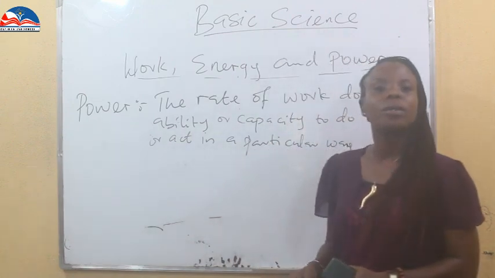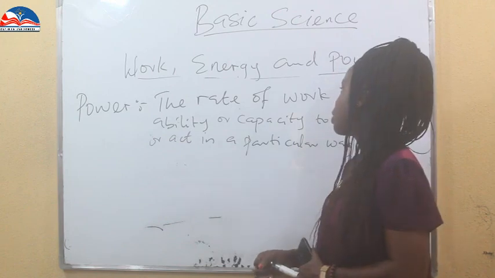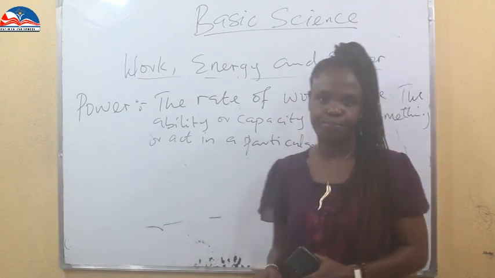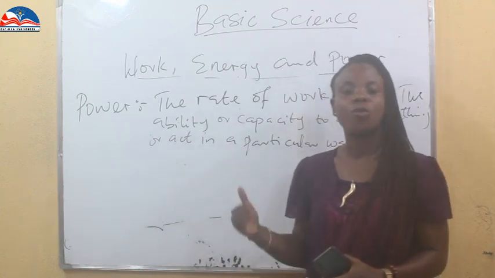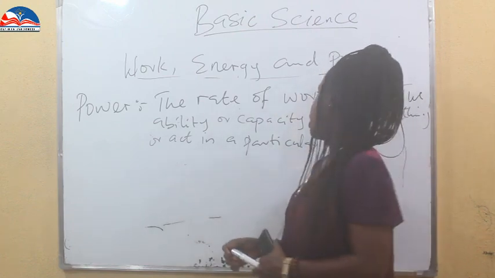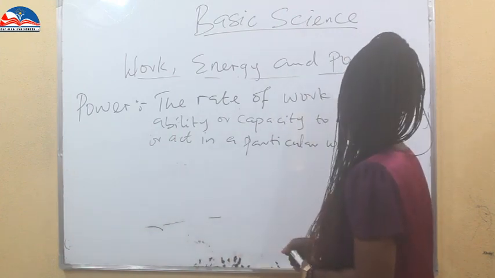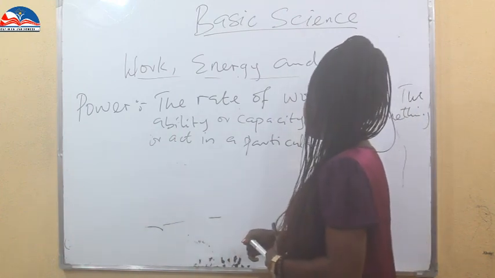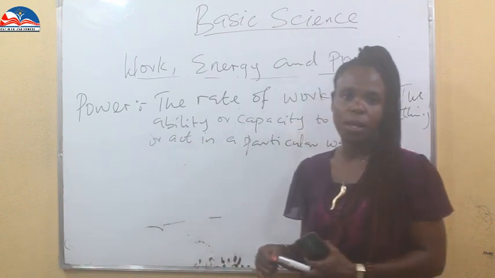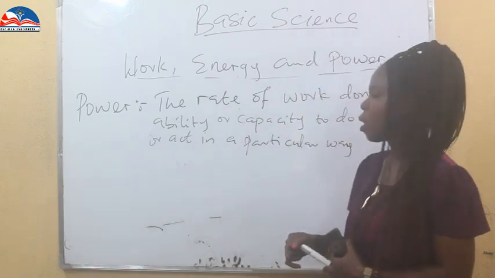Now, in this our class, how do we look at power? Power is said to be the rate of work done. The rate of work done. That's power. We can equally say that it is the ability or capability to do something or act in a particular way. But basically, power is the rate of work done.